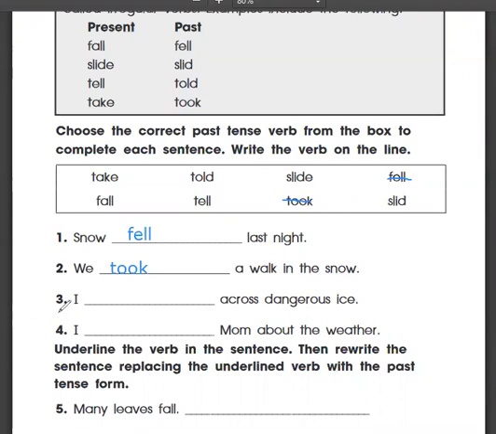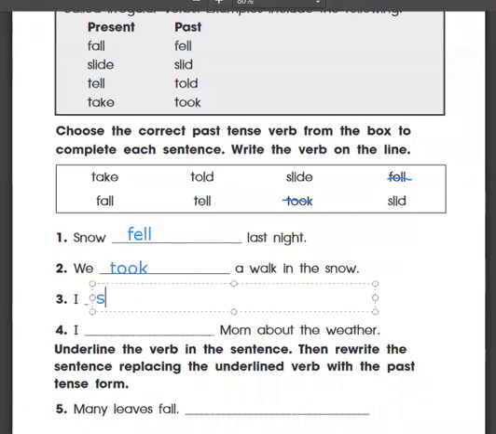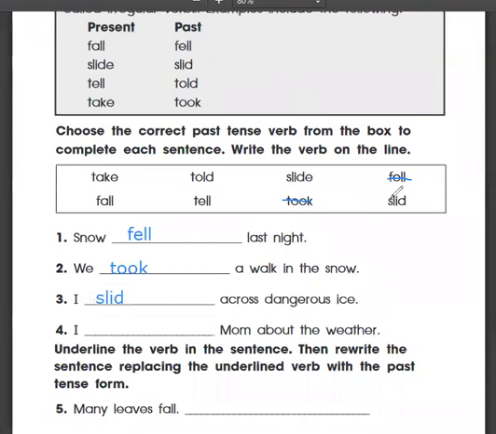Number 3 says, I blank across dangerous ice. So is that going to be slide or slid if it happened in the past? Yesterday, I slid, S-L-I-D. Just cross that one off.